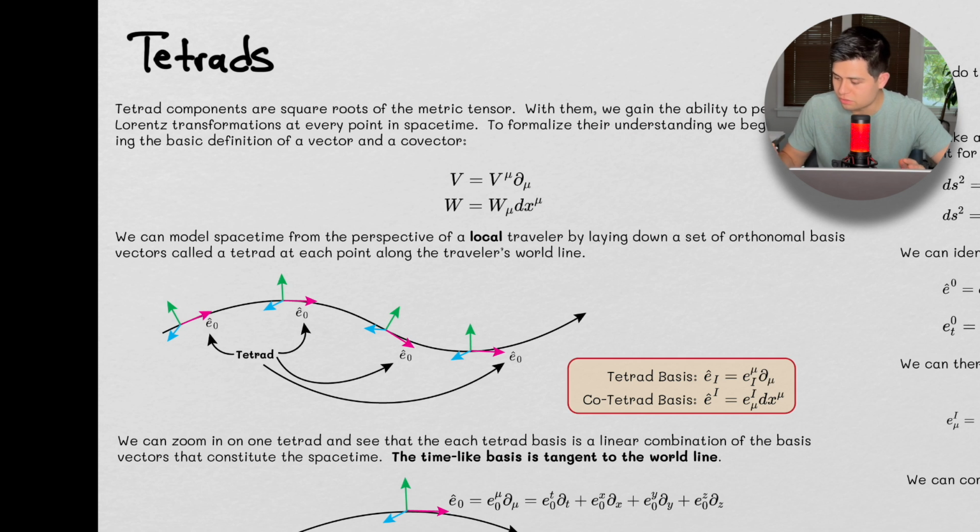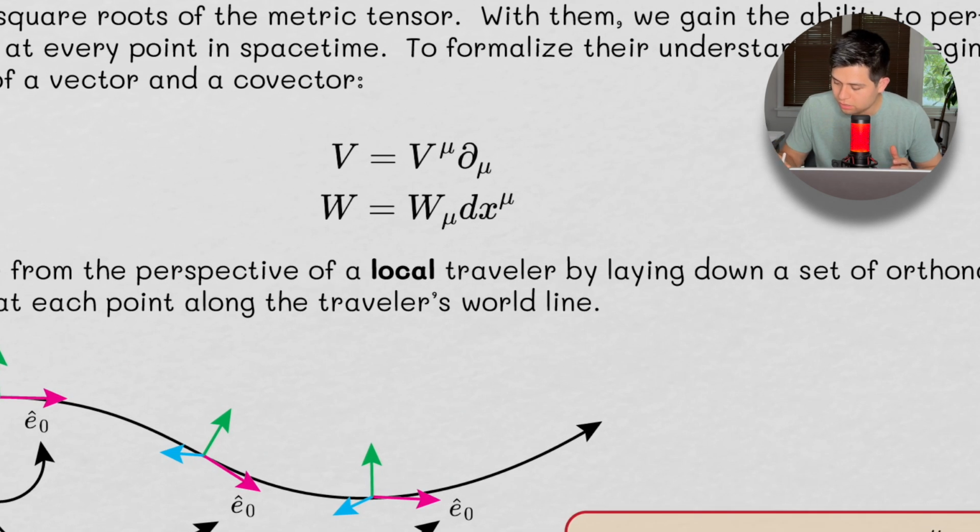To formalize our understanding, we're going to begin by recalling the basic definition of a vector and a covector. Vectors are notated in this way, in which the basis vectors are these partial derivatives. Because they're linear, they make up a vector space, and this is what we're going to call a vector. These vectors live at every point in space-time. We've talked about this before in our GR playlist.